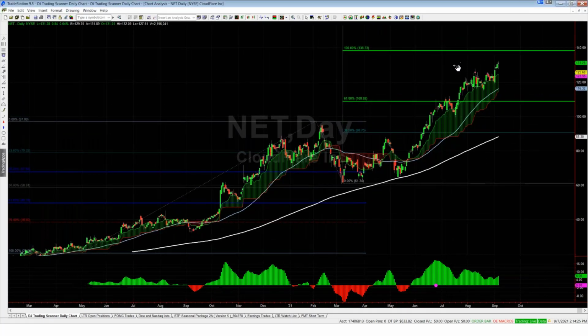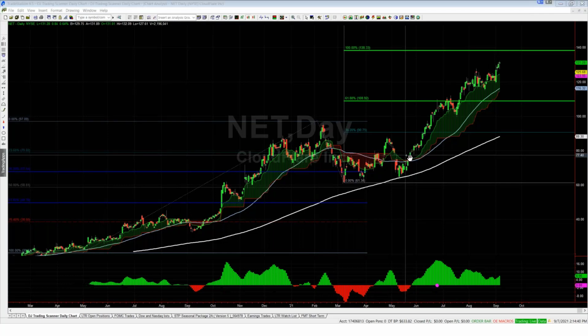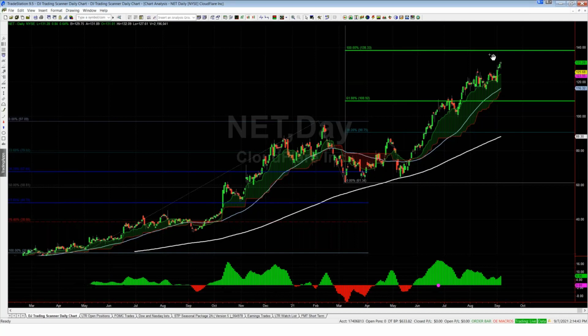So for me, it's too late, right? The entry on this trade would have been here. That would have been a good entry. It would have failed. And then here would have been a better one, right? You'd have made a nice trade, 77 up to 131, nearly doubled, right? As it broke the cloud here the second time, that was an awesome entry.